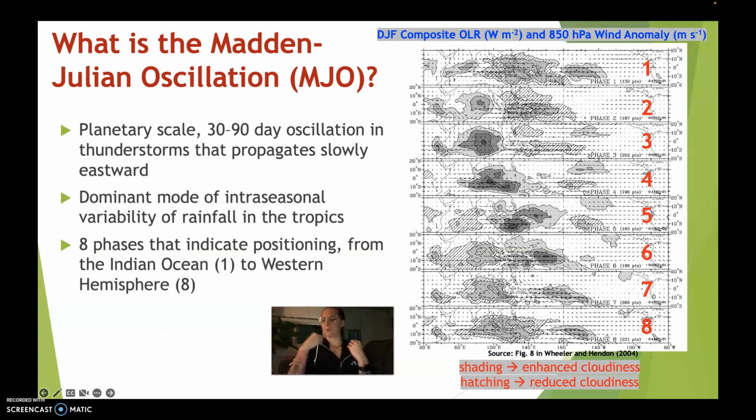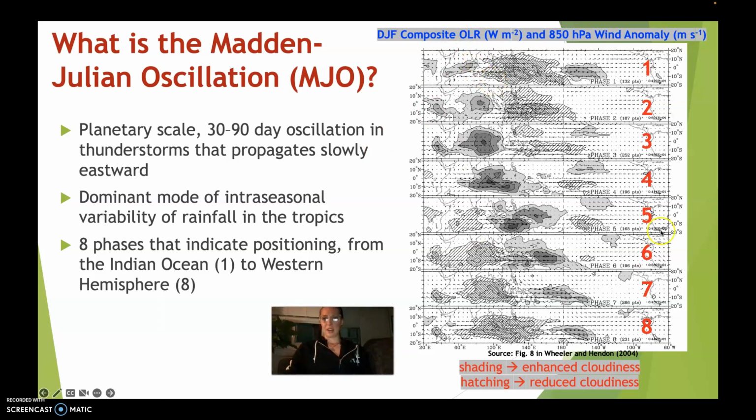But I just want to share with you some things about this lovely, starting to become more well-known oscillation on our planet. So this is the Madden-Julian Oscillation. It's a planetary scale, so it's really, really huge. It's a 30 to 90 day oscillation of thunderstorms that moves slowly eastward. And this is the dominant mode of intraseasonal variability of rainfall in the tropics. And there are 8 phases of this cycle.